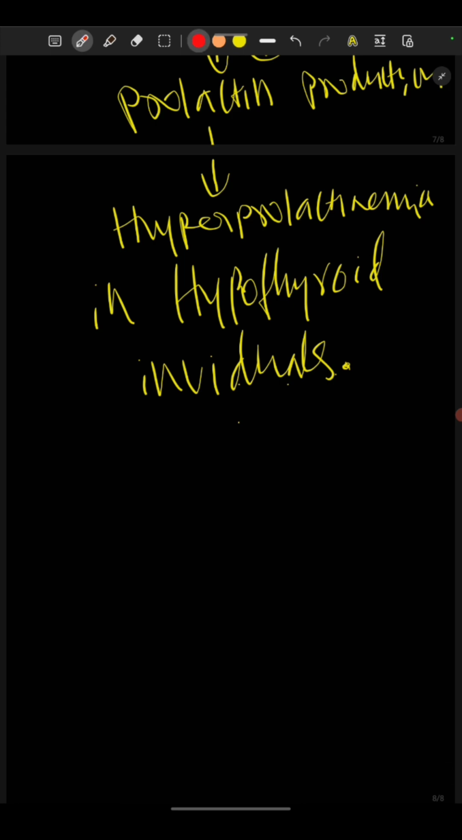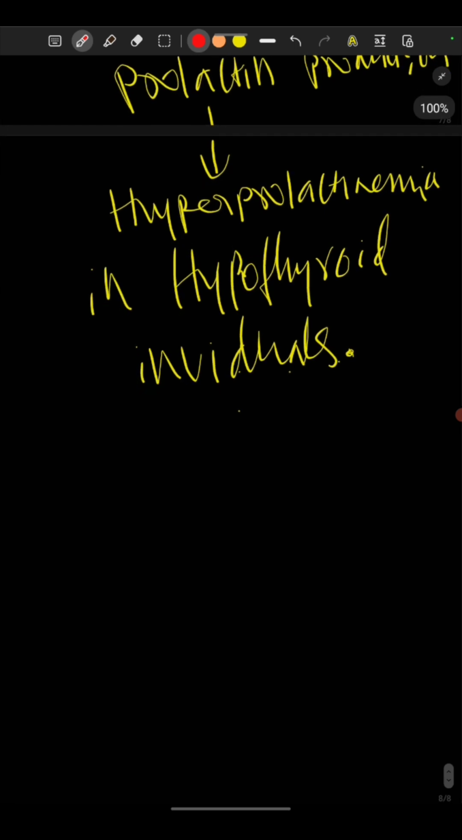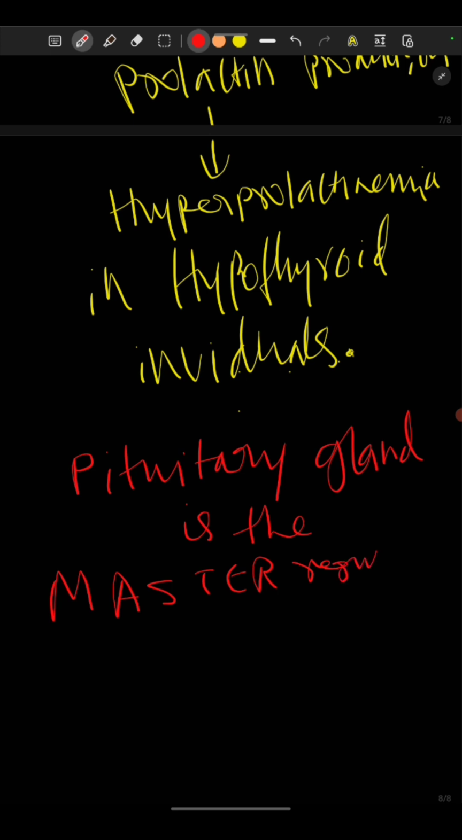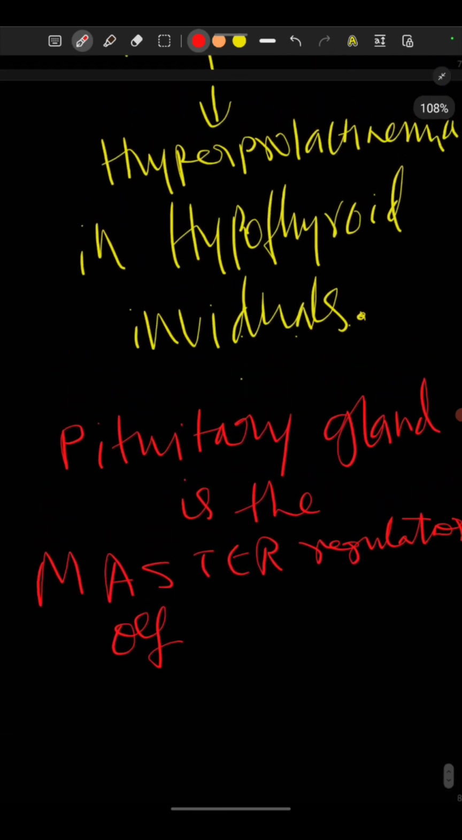And that is it about the pituitary gland. By this we can say that the pituitary gland is the master regulator of the endocrine system.